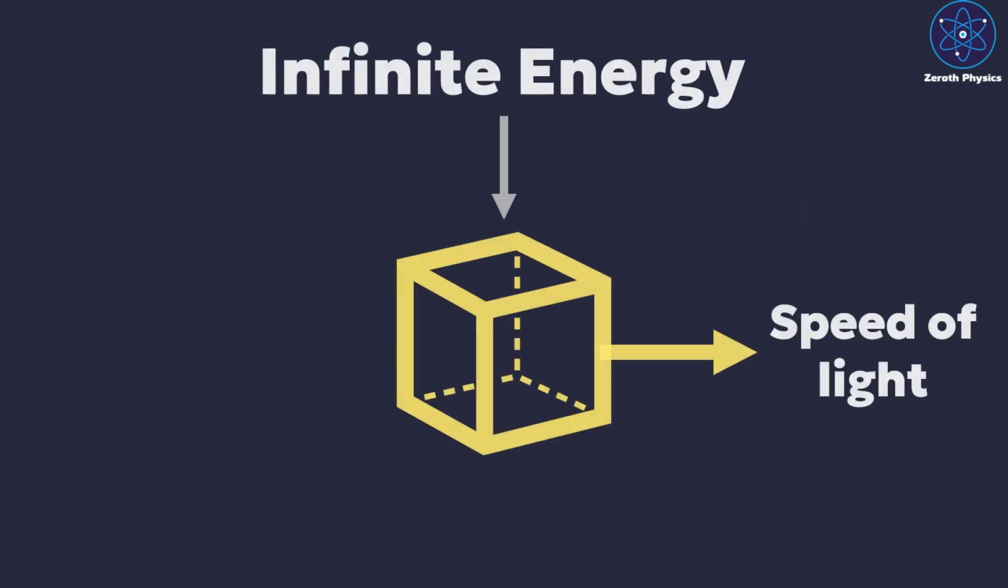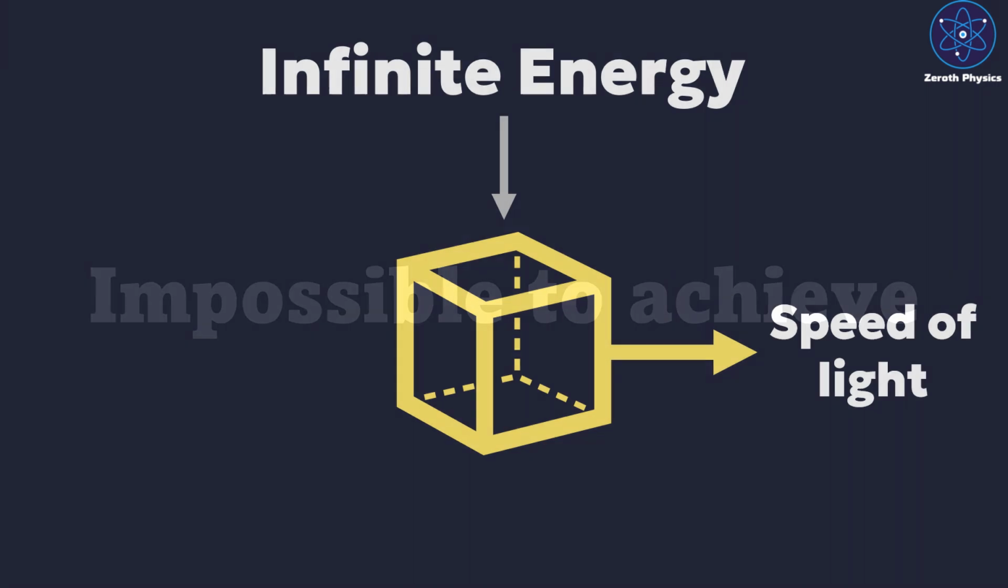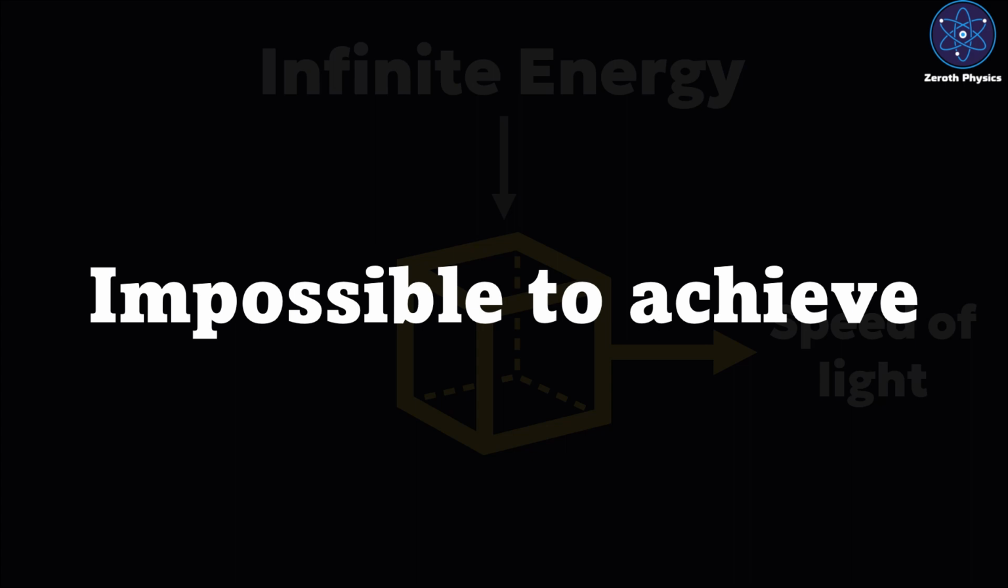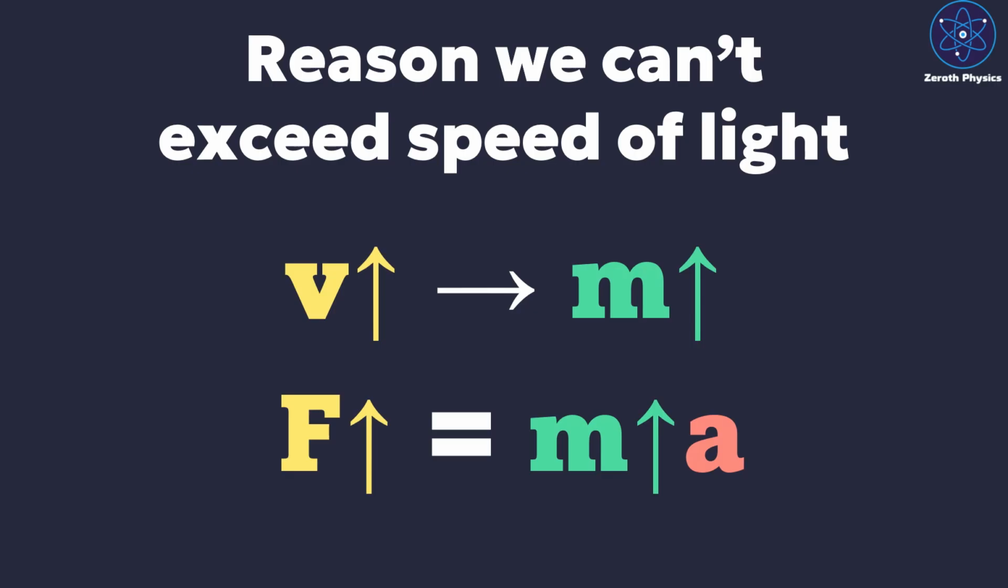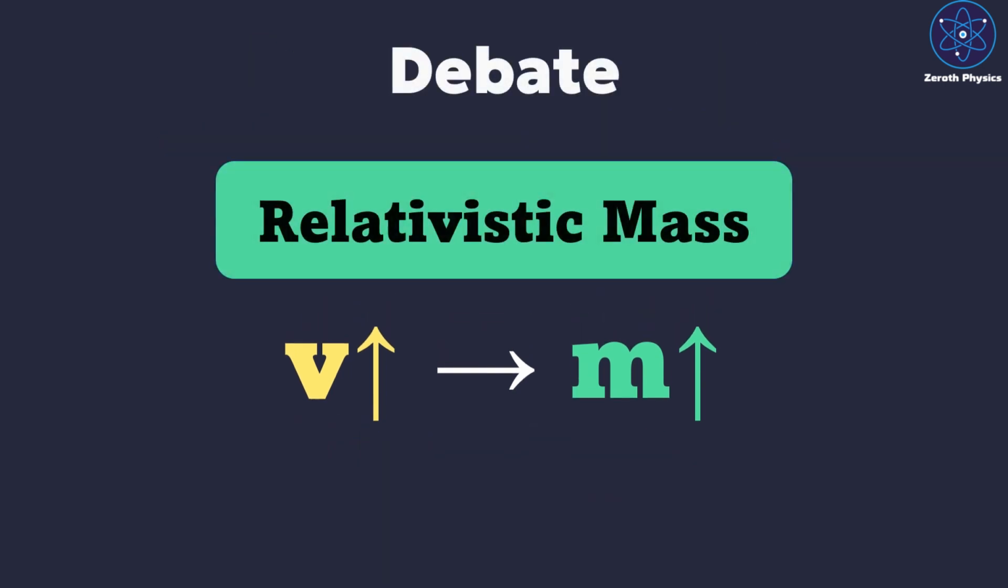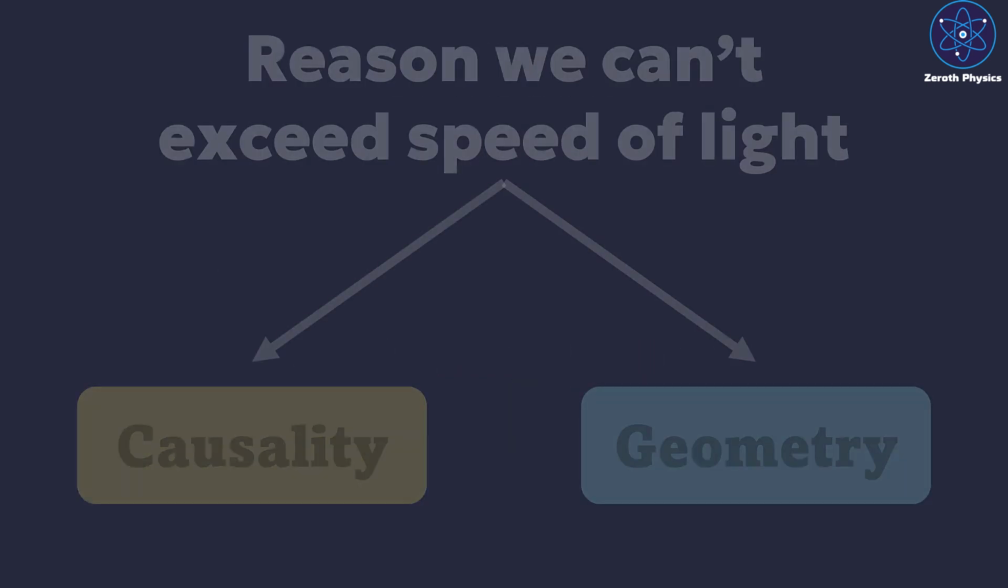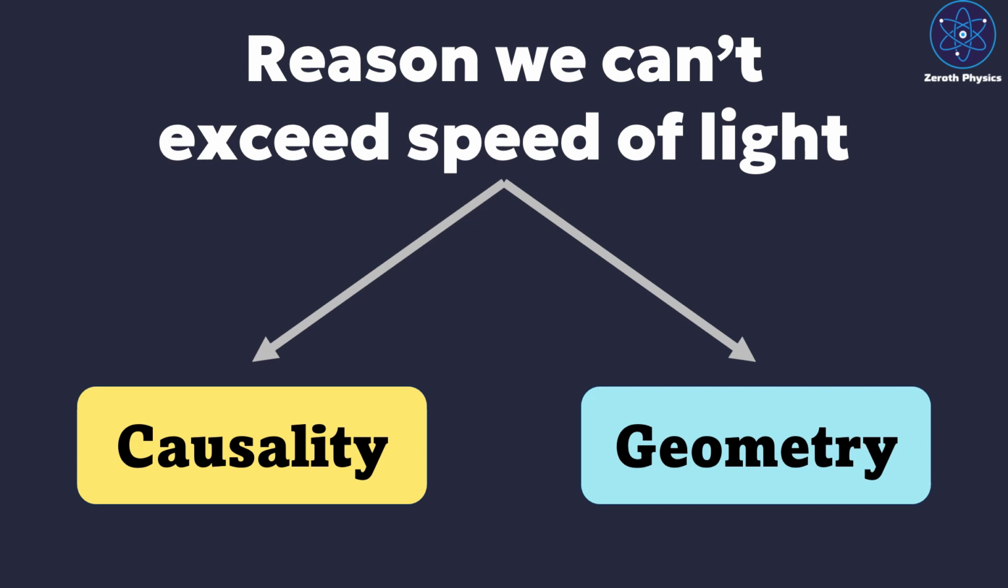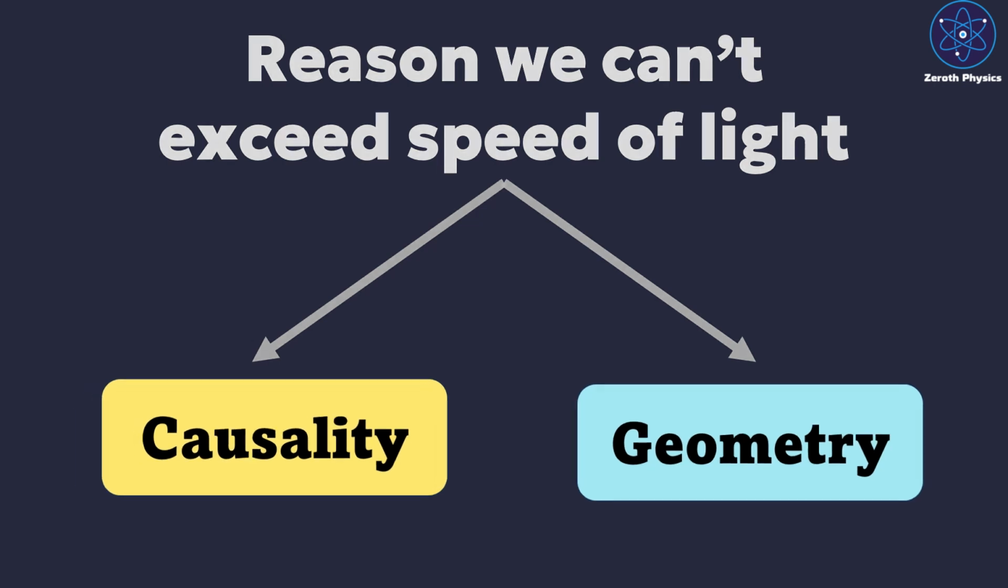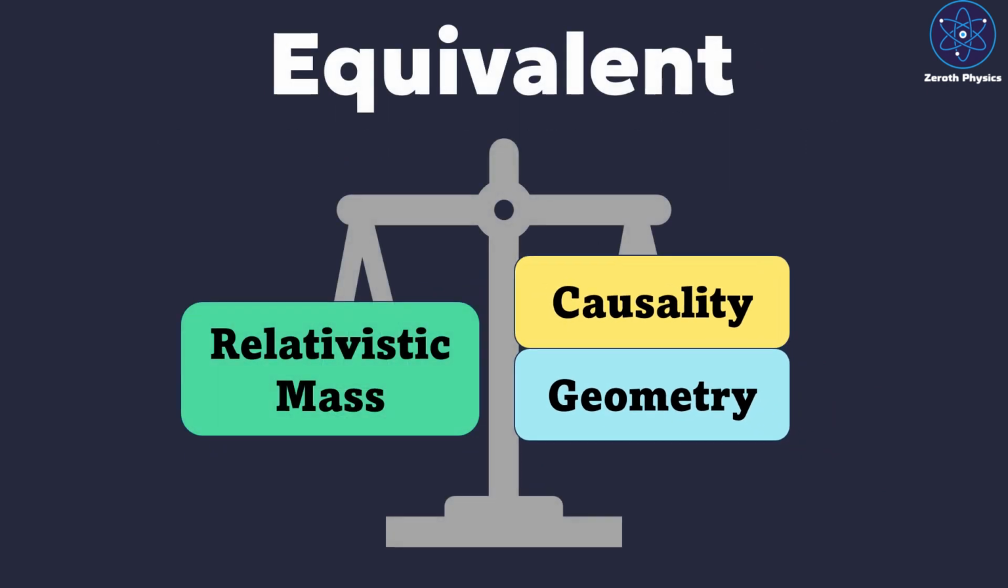Therefore, an infinite amount of force or energy is needed to accelerate an object to the speed of light, which is practically impossible to achieve. This helps explain why we cannot exceed the speed of light. It is worth noting that there is ongoing debate regarding the concept of relativistic mass, whether mass increases with velocity. A better explanation for why we can't exceed the speed of light is the causality and geometry of space-time. However, both explanations are mathematically equivalent.